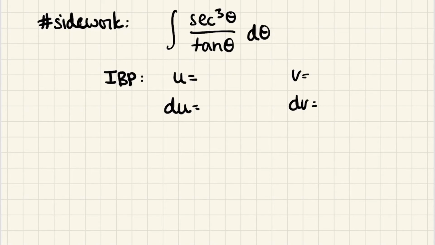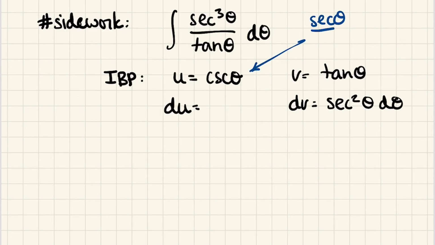Now, we're not breaking the rules, we're using the letter u here because we're embedded in side work. So this is just completely separate work here. All right, so what we want is our dv to be secant squared d theta, because we know that's going to integrate nicely to tangent. So u is going to be everything else. So that would be a secant divided by tangent. Okay, well, isn't that just a cosecant? Oh, the answer is yes, it is. So our du is the derivative of cosecant, which is negative cosecant cotangent d theta.